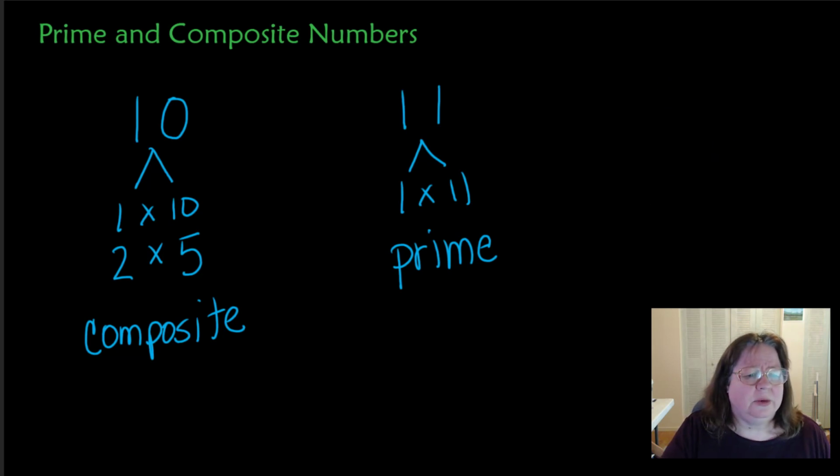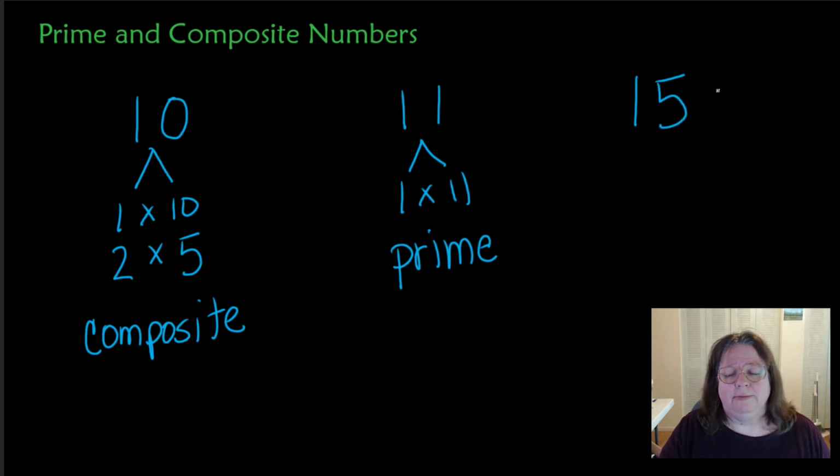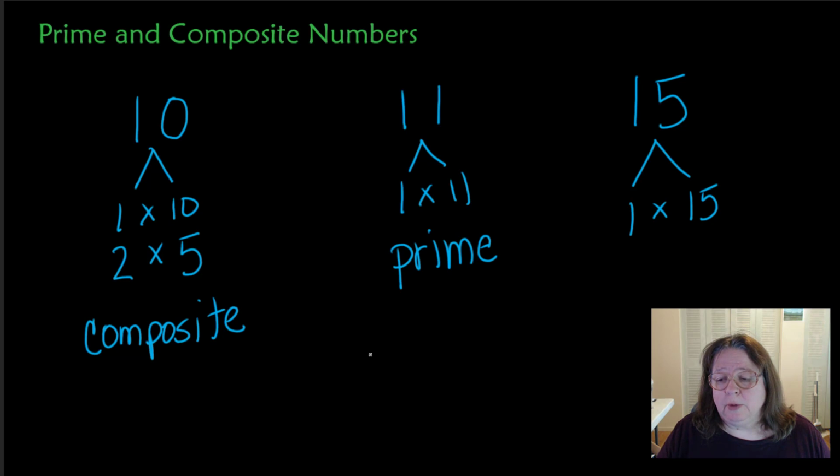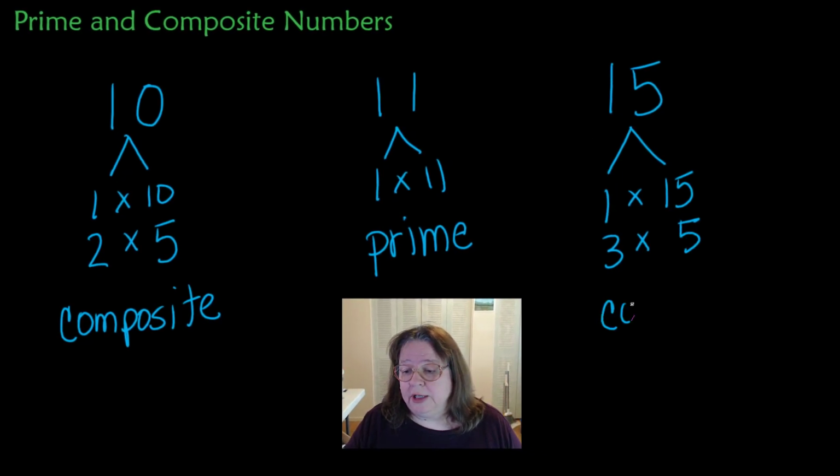I think 12 we just did, so I'm going to change that to something else. Let's change it to 15. It's odd, has a good chance of being prime. 1 times 15. Well, it's not even, so I know it's not going to be divisible by 2. Let's try 3. Well, yes, you can divide 15 by 3 and it's 5. So 15 is composite.